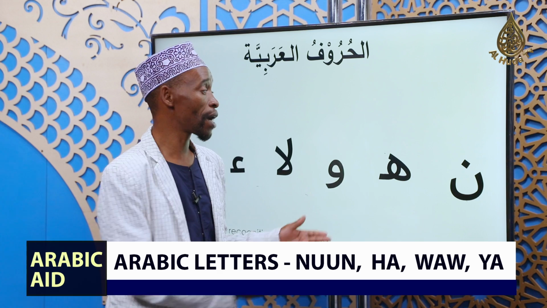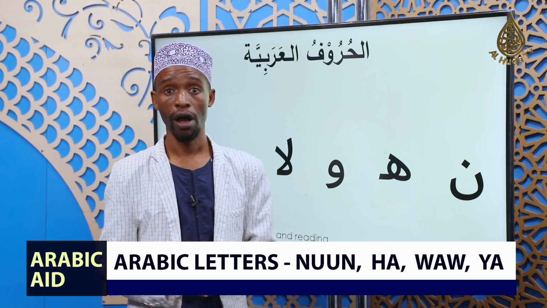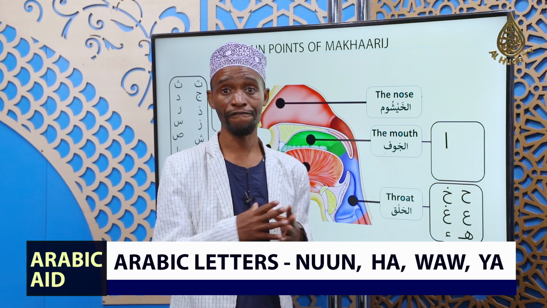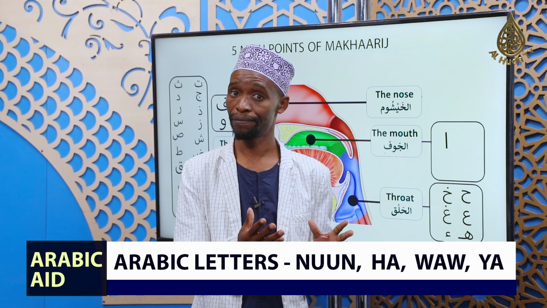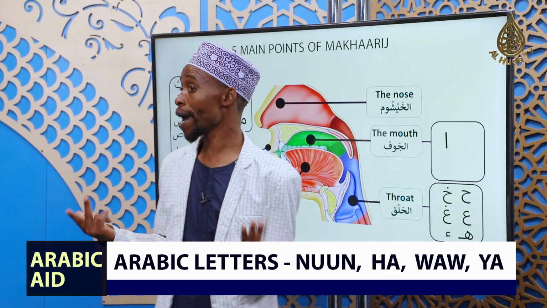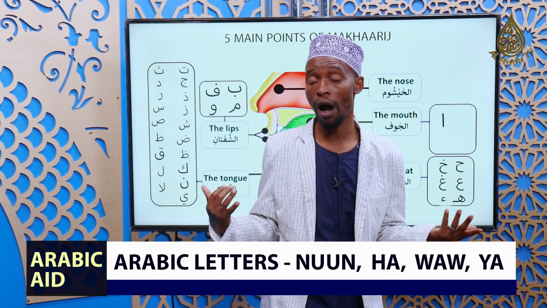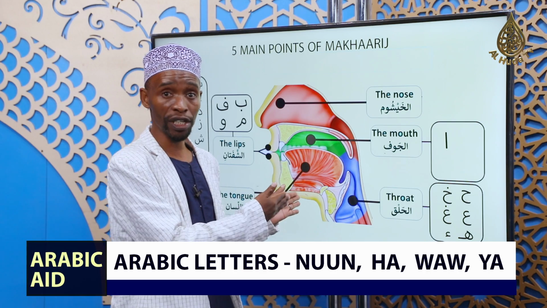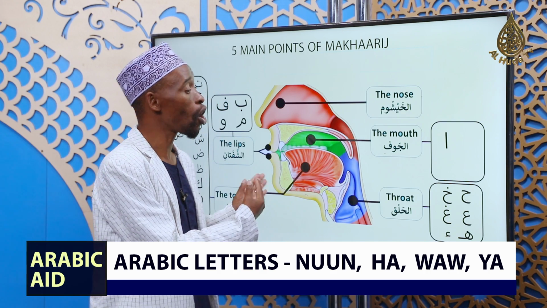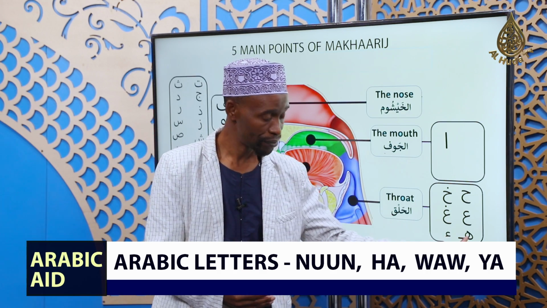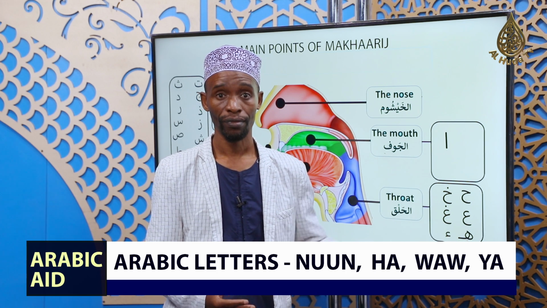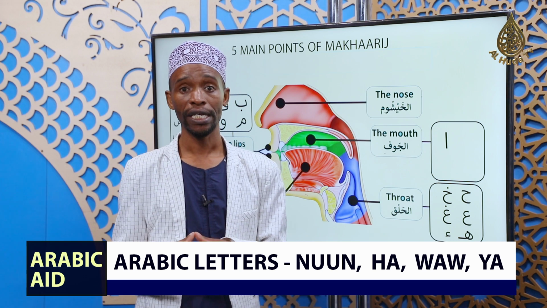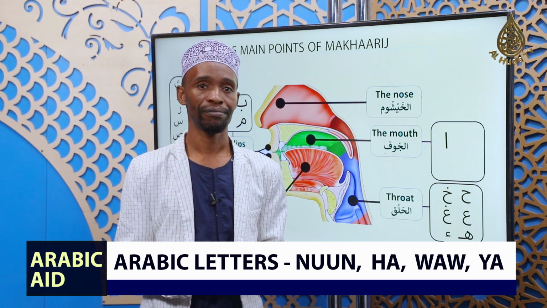Noon is followed by Ha. Ha looks like capital Q facing the left side. Where is the makharij for Ha? On the diagram, the makharij for Ha is on the throat. Ha is easy to pronounce accurately in oral Arabic.